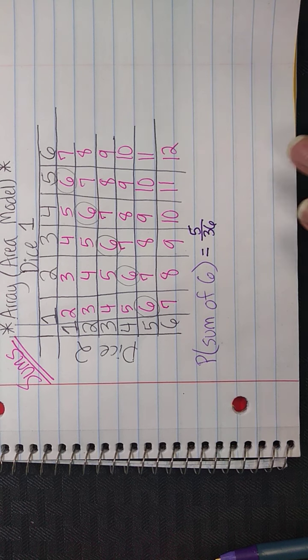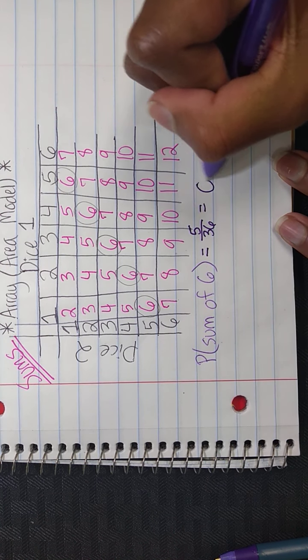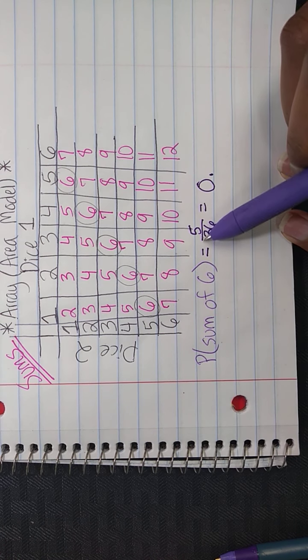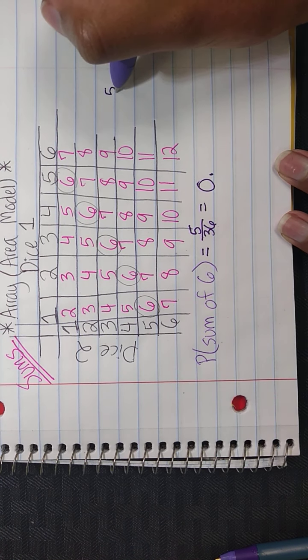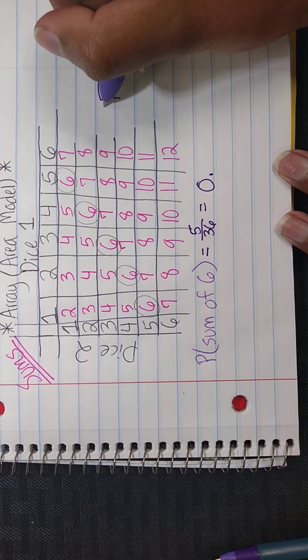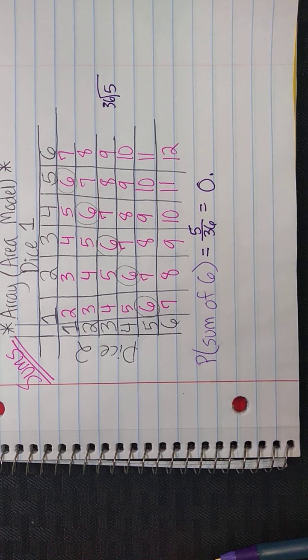How do you do that? I will very quickly remind you. To change this to a decimal, you're going to do what this division bar says. Divide. 5 divided by 36. Pause the video, calculate that on your own. Do not use a calculator and see if you get it correct.